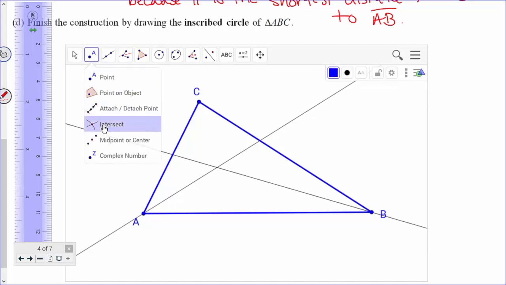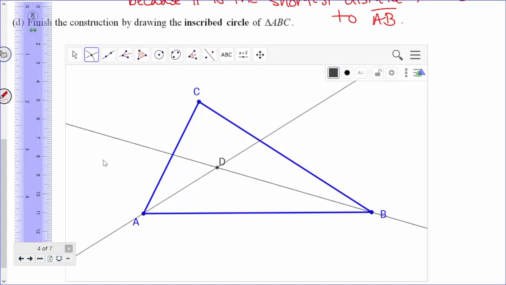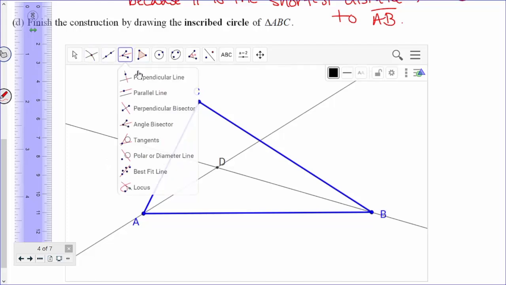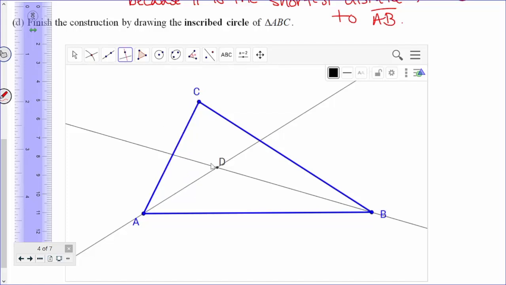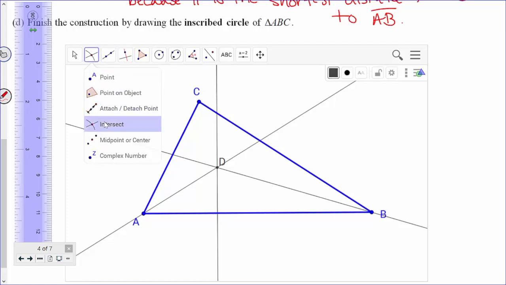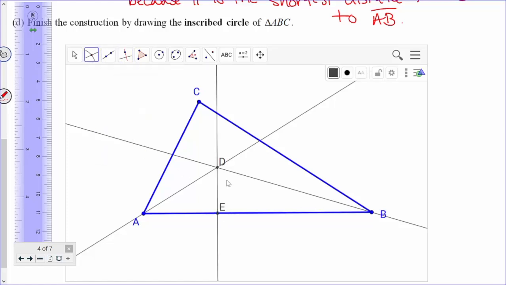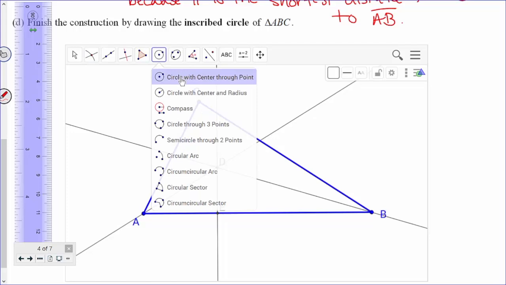I'll then ask it to find the intersection point of the 2. That is my in-center, or the center of my circle. Now, unlike when we did the circumscribing circle, I can't draw the circle right away because I still need to do a perpendicular line. So I need to say, all right, take this point and draw a line perpendicular to it. I also still have to have it find the intersection point. But now this is the center of my circle, and line segment DE is the radius. I've really got everything I need.